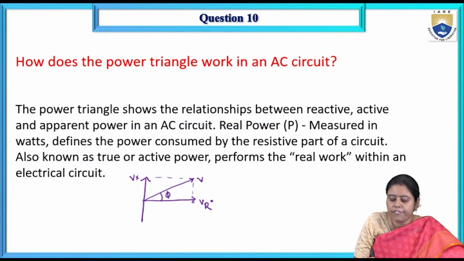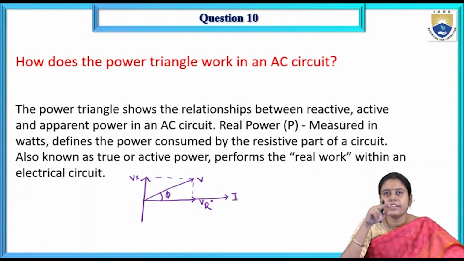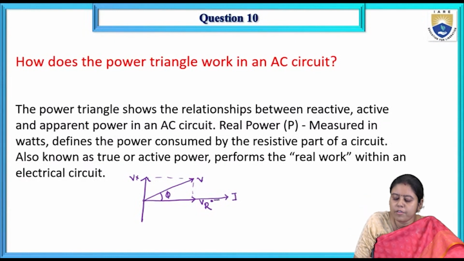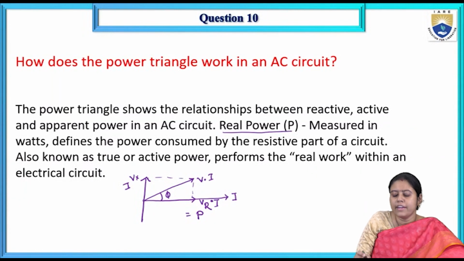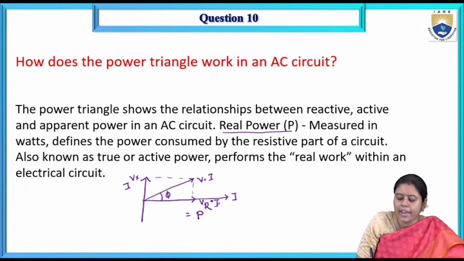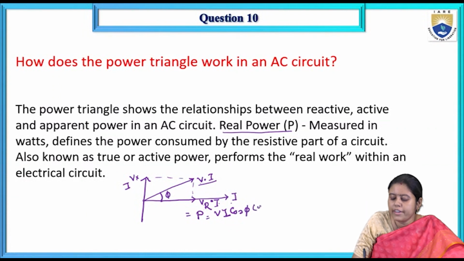We know the resistive voltage and resistive current always work in the same phase. So if I multiply by I, what will happen? This is called the active power or real power P. What is power? VR into I. From the diagram, P is equal to VR into I, or we can write V into I cos phi. So what is the unit of the real power?